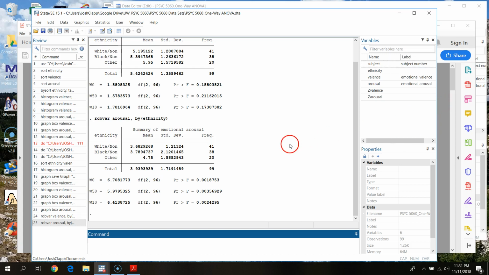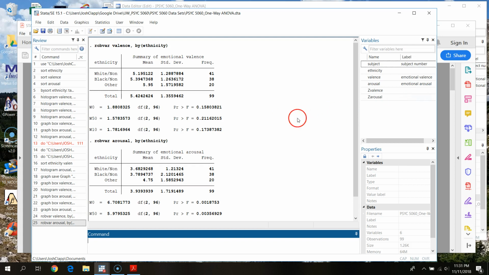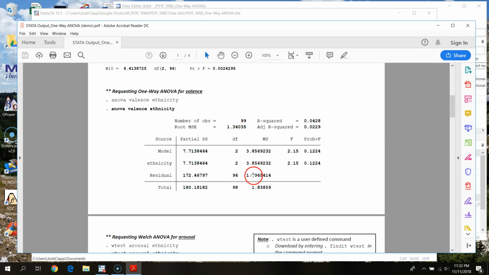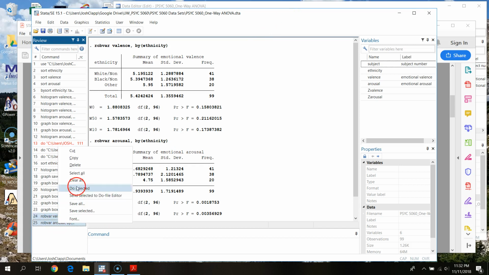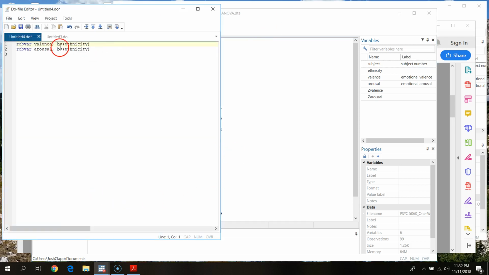Okay, but let's start with valence, where we didn't find a violation of homogeneity of variance. Our other screening looks to be pretty good. So what we can do here is just run a regular old one-way ANOVA. We've got an ANOVA command here, and so let's go through and add these into a do file, so we're keeping track of what we're up to. Checking homogeneity of variance there.